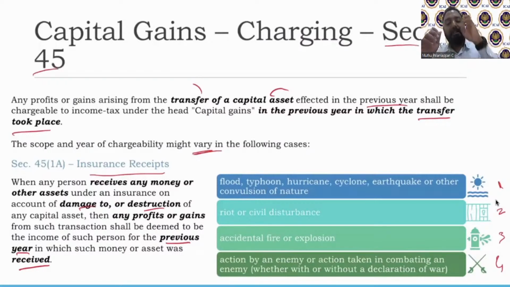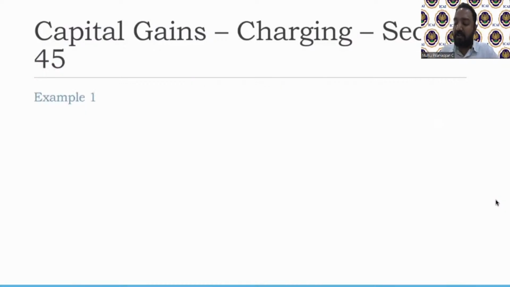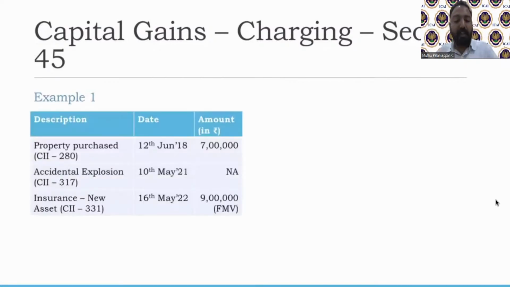So insurance receipts on a capital asset, where damage or destruction has happened for these reasons, are taxable only in the year of receipt, and not in the year of actual damage or destruction. How do we understand this? For this also, we need to know the period of holding, the year of consideration, everything. Suppose the property is purchased on 12th June 2018 for 7 lakhs. Now there is an accidental explosion or fire on 10th May 2021.